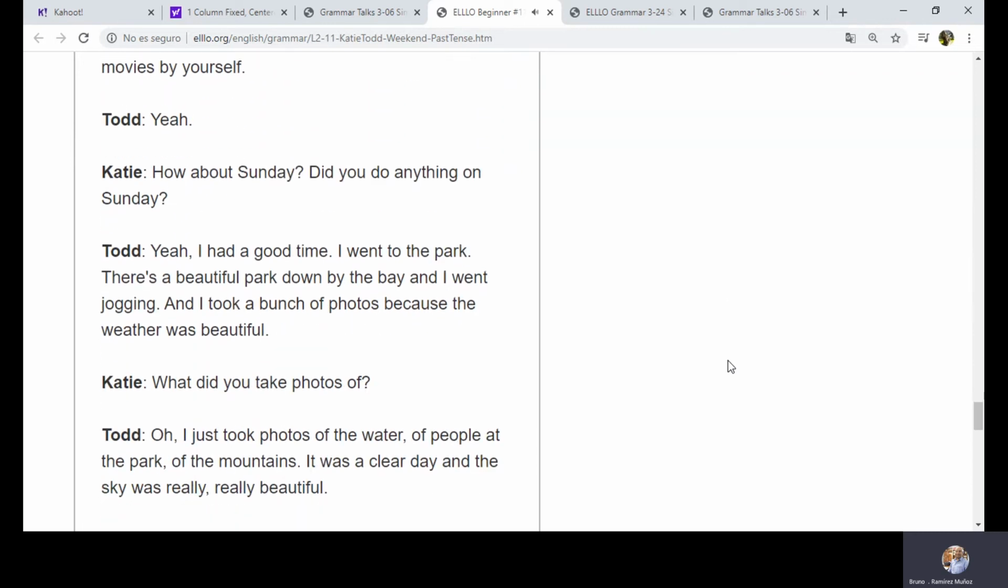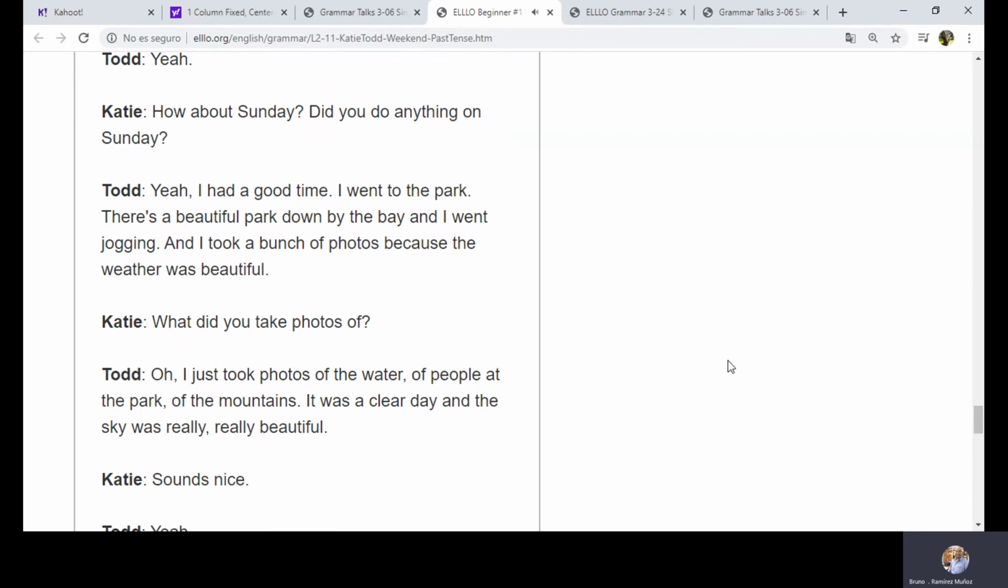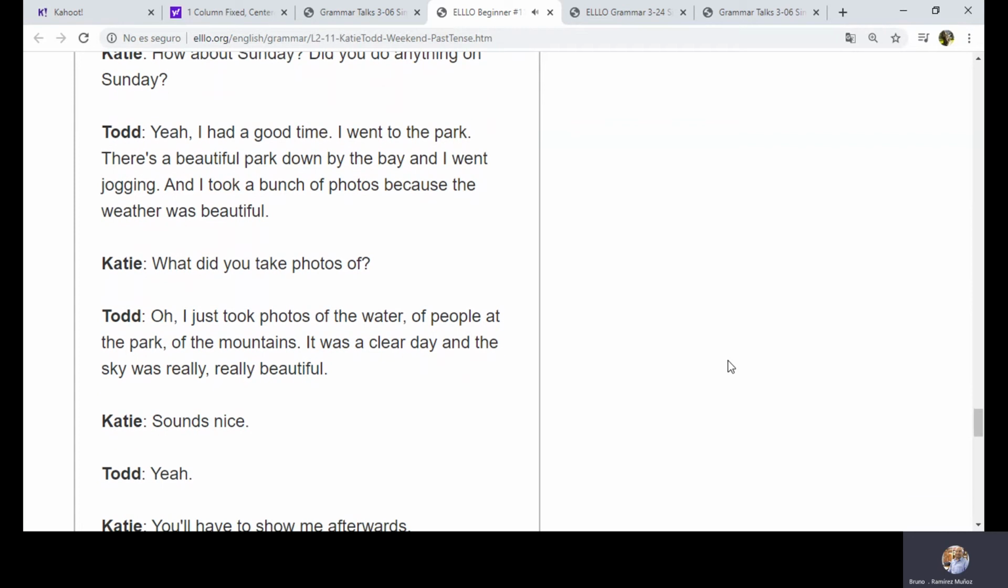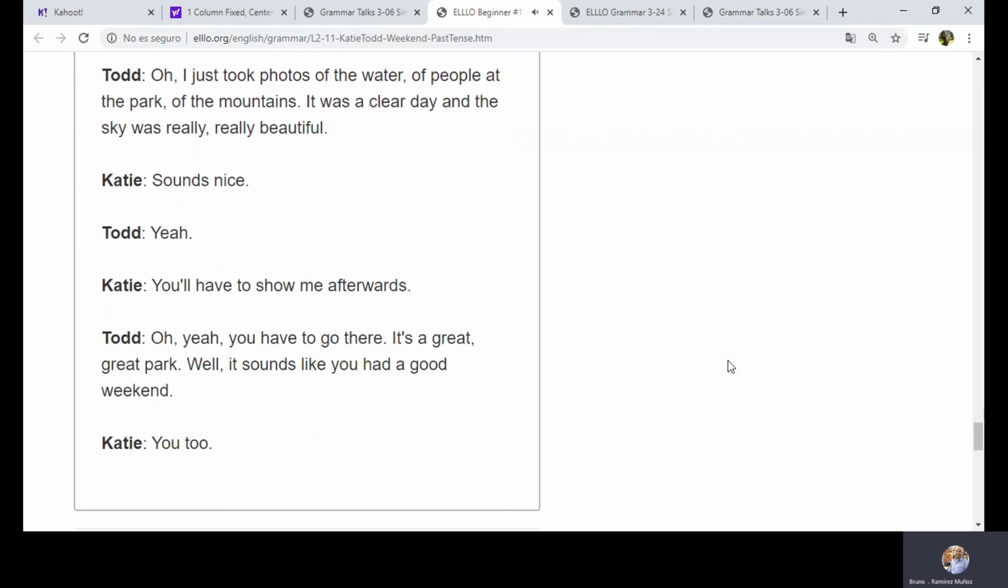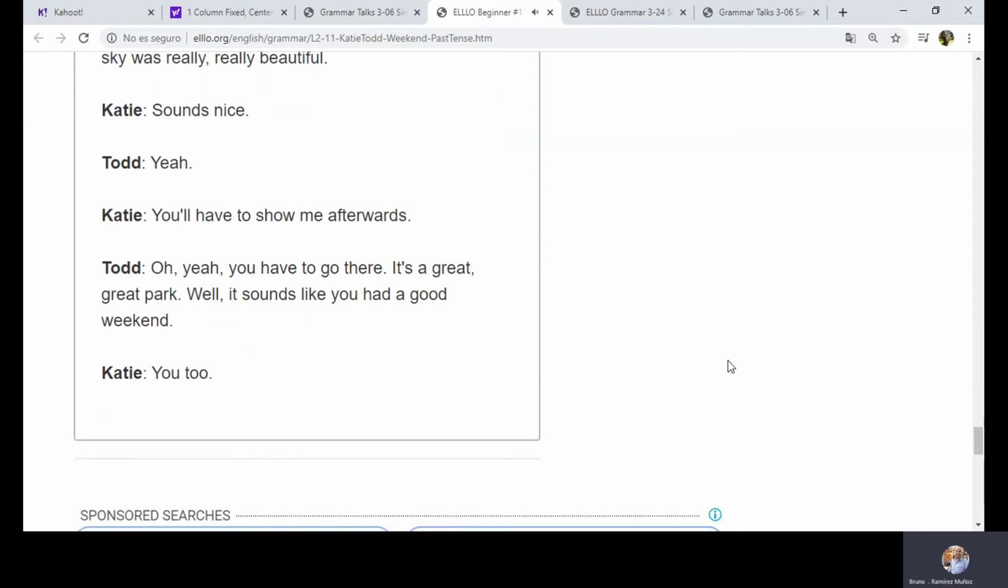Yeah, I had a good time. I went to the park. There's a beautiful park down by the bay, and I went jogging and I took a bunch of photos because the weather was beautiful. What did you take photos of? Oh, I just took photos of the water, of people at the park, of the mountains, and the sky was really, really beautiful. Sounds nice. You'll have to show me afterwards. Yeah, you have to go there. It's a great, great park. Well, it sounds like you had a good weekend. You too.